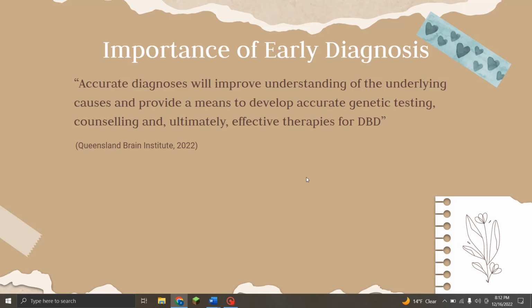So what is the importance of early diagnosis? Early diagnosis will help improve understanding of the underlying causes and provide a means to develop accurate genetic testing, counseling, and ultimately effective therapies for DBD, developmental brain disorders.